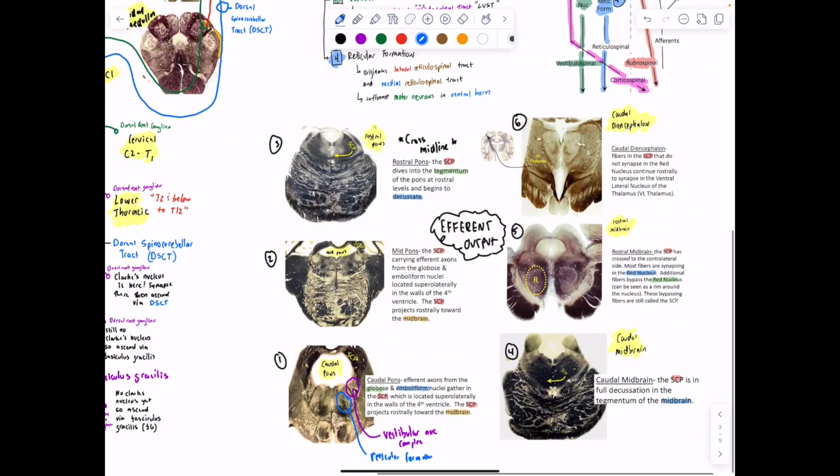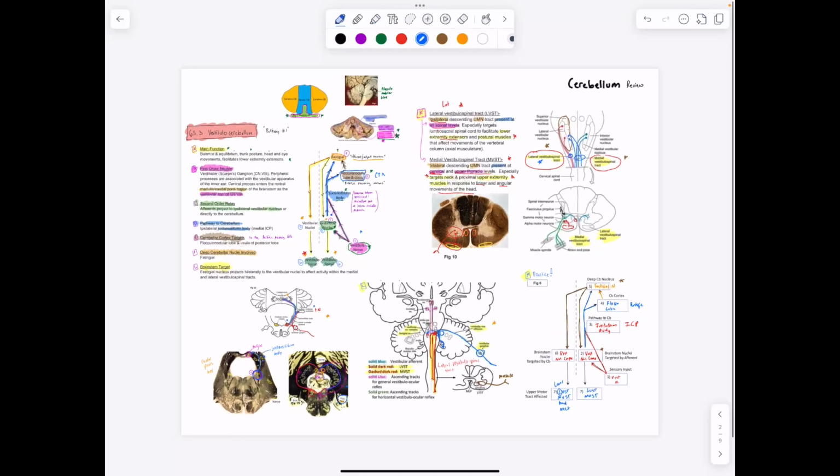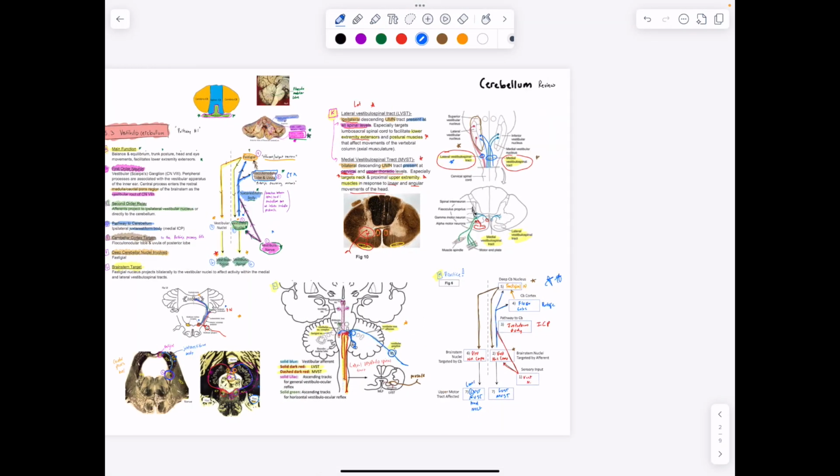All right, so you have the lateral vestibular spinal tract, and the medial vestibular spinal tract for head and neck. L, you could think, is lower extremity. So LVST, MVST. All right, so not so bad. This diagram right here is what you really need to know, so we'll practice that again.